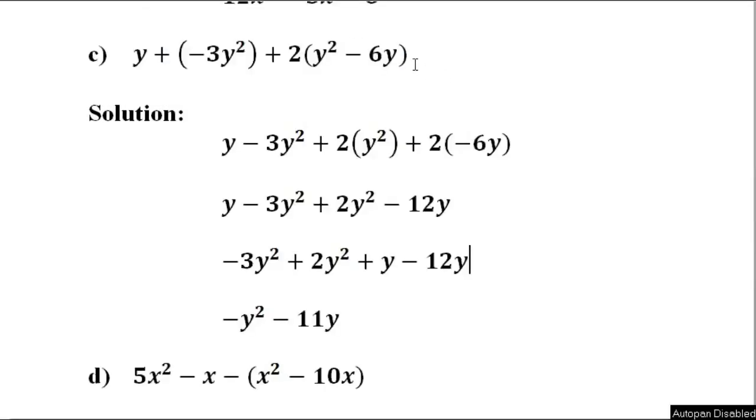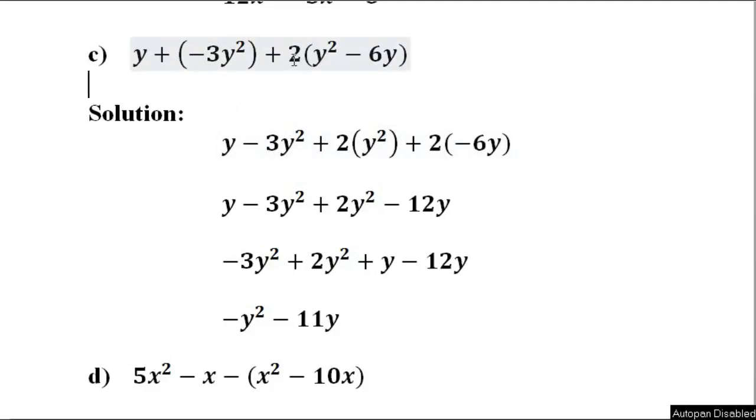Let's move on to number 3, where we have y plus, and then in parentheses negative 3y squared, positive 2, and then in parentheses y squared negative 6y. If we multiply this positive sign by negative 3y squared, that gives us negative 3y squared, because positive times negative is negative.